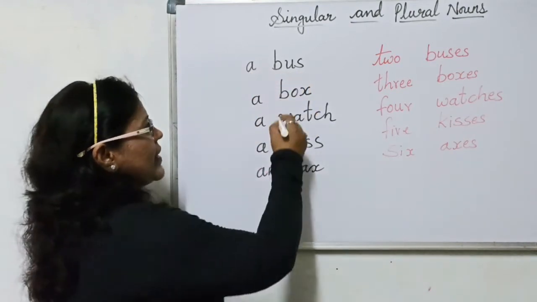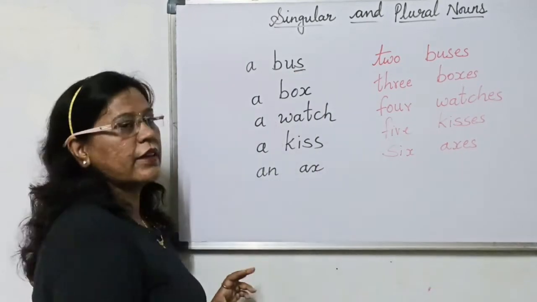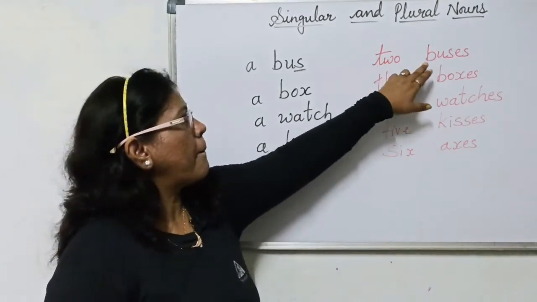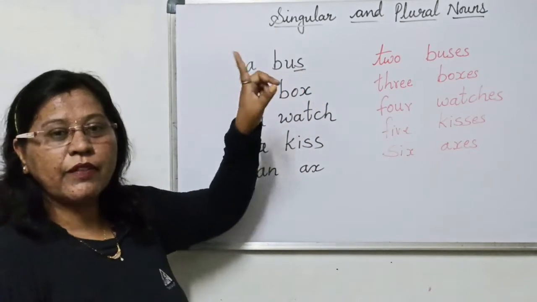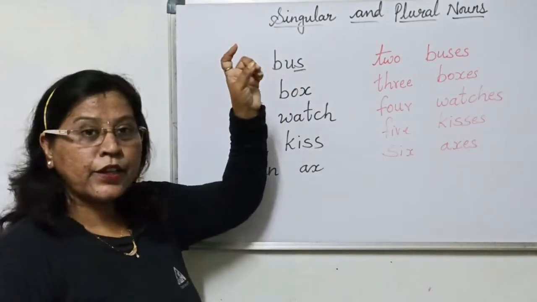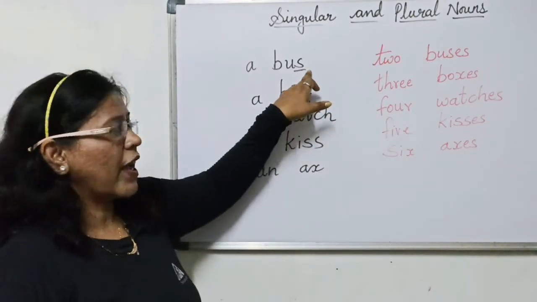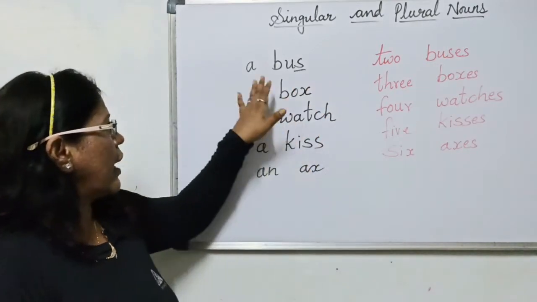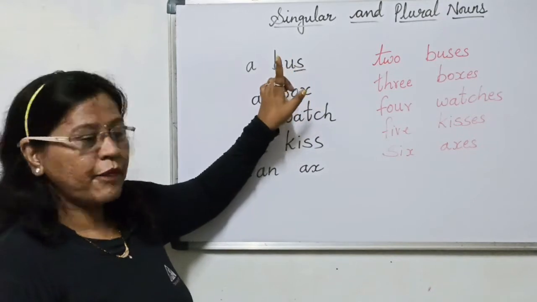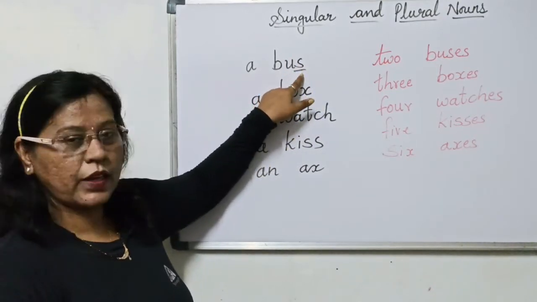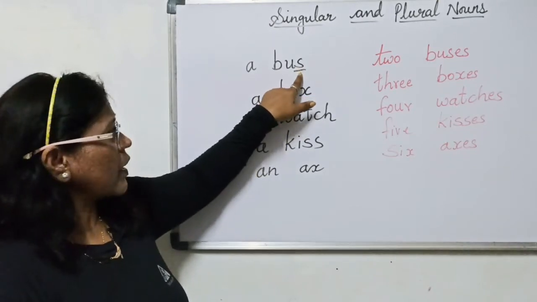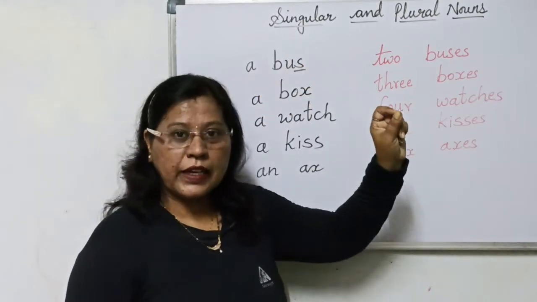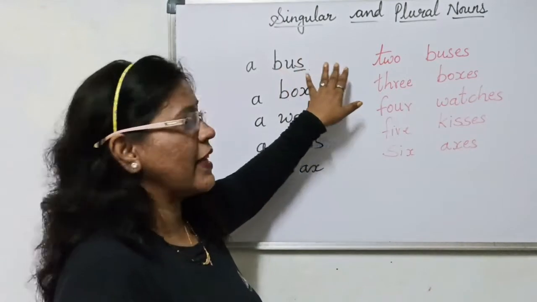The last letter of bus is S, okay? A bus is single, but when you want to change it into plural form, two buses. So when the noun ends with S and you want to change it into plural form, you have to add ES to the word. A bus is a single bus and the last letter of this word is S, so when a word ends with S and you want to make it plural, you have to add ES.